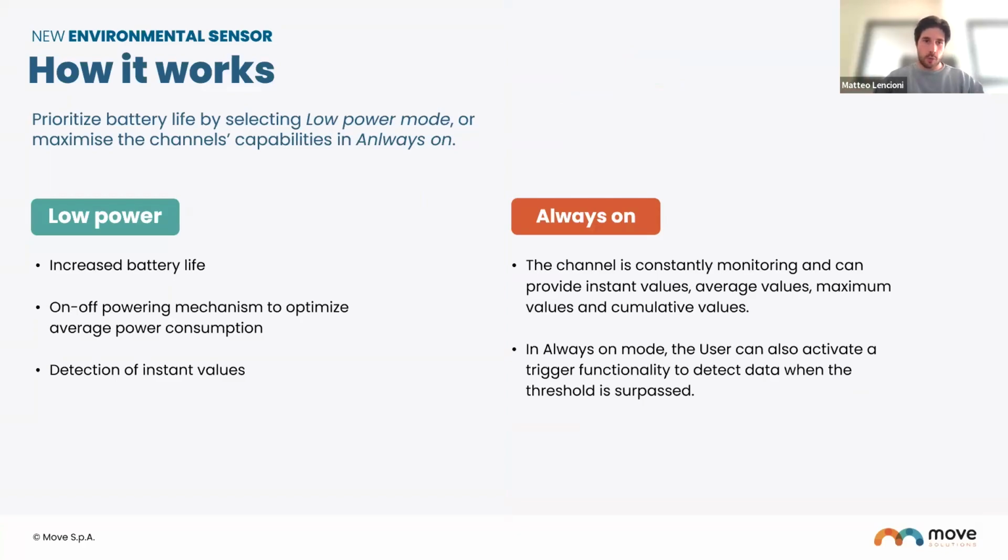Now we can see the different working modes that we can have, and a couple of details on how the sensor actually works. First off, on some of the channels, there's a possibility to have either a low power or an always on working mode. The mechanism behind low power is that the channel will wake up whenever the sample rate requires it to. It will provide an acquisition, and then it will go back to sleep.